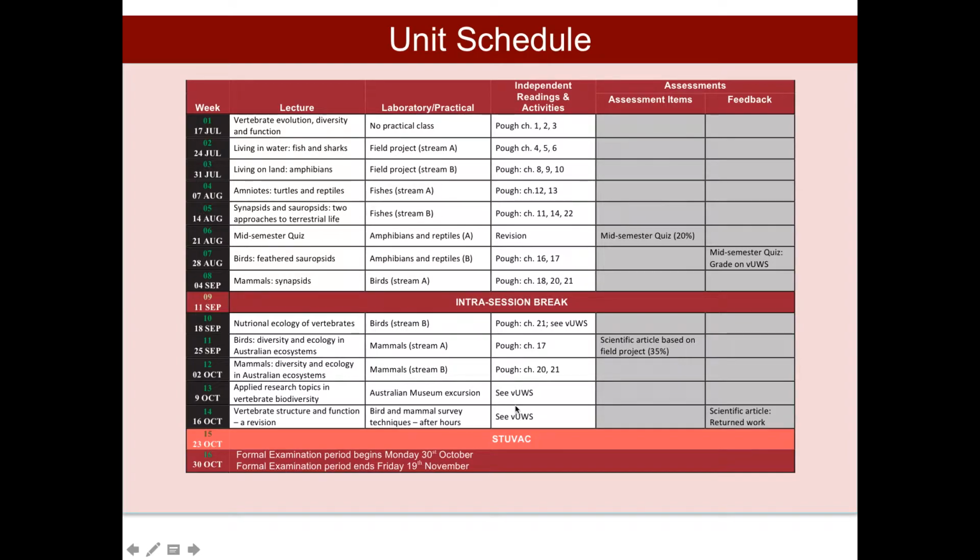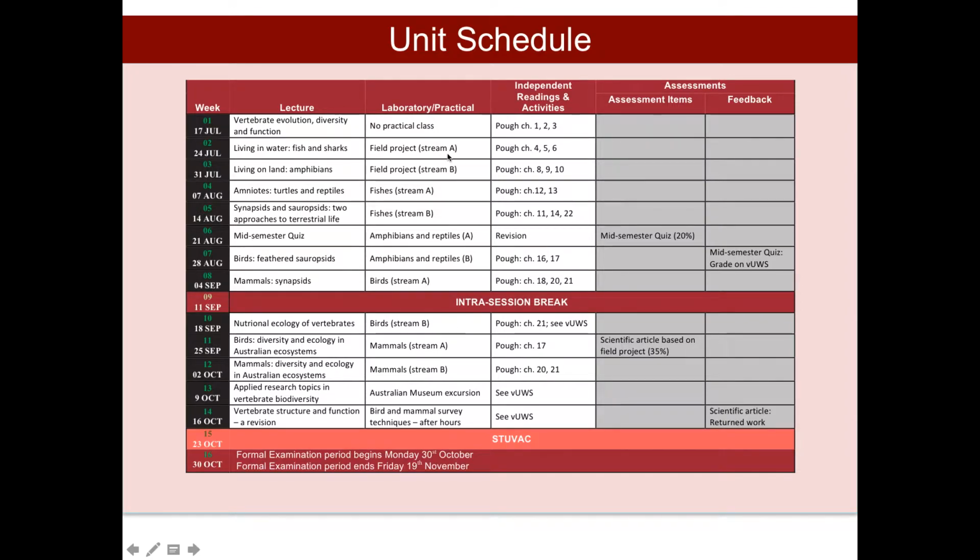Alright, so here is the unit schedule over the semester. This is the first lecture we're having now, of course. The second lecture, where I'll see you in person, will be about living in water: fish and sharks. And here is the prac class schedule.